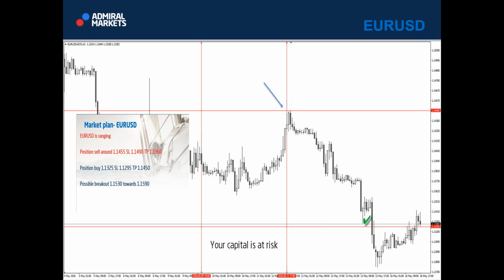So euro dollar was really great. We almost had no drawdown here. And the price perfectly rejected towards our targets, even shooting the target from up through the support to the next support.